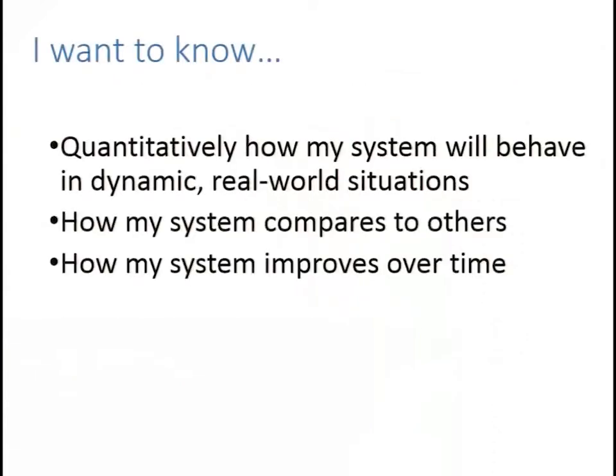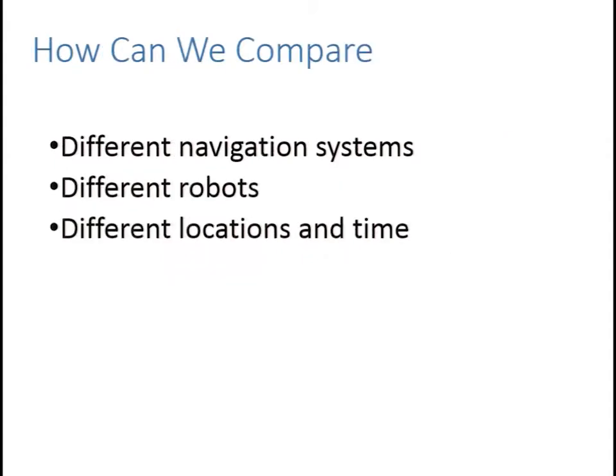As a developer of an indoor navigation system, I'm interested in quantitatively how my system is going to behave in dynamic real-world situations. I want to know how my system compares to others being developed on other platforms in other parts of the world. And I want to see how my system improves over time. But I need to do this quantitatively. The problem, of course, is how can I compare my system running in my environment on different robots in different locations and at different times.